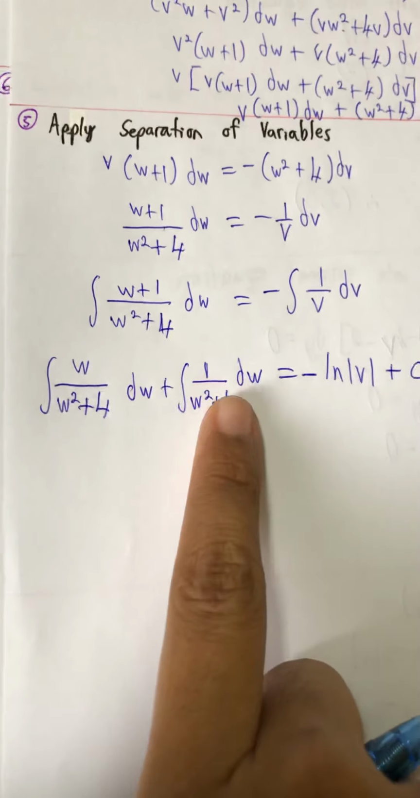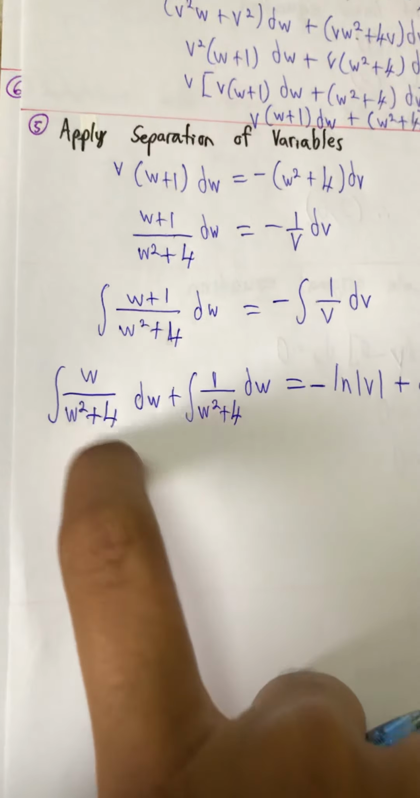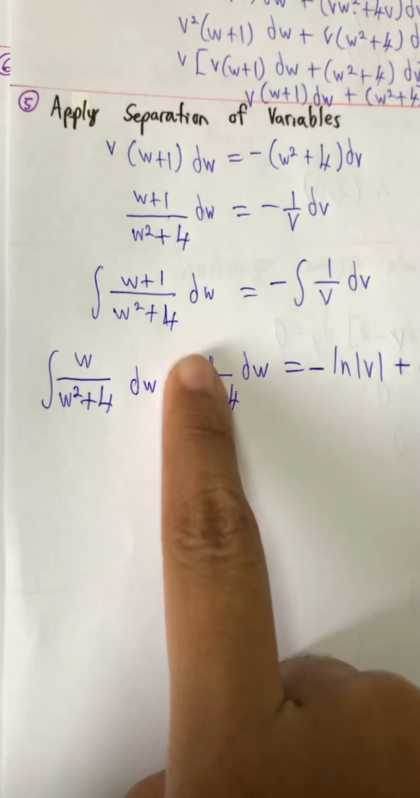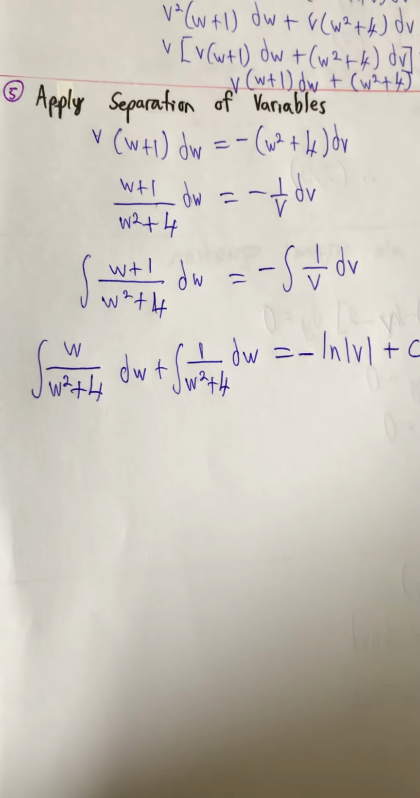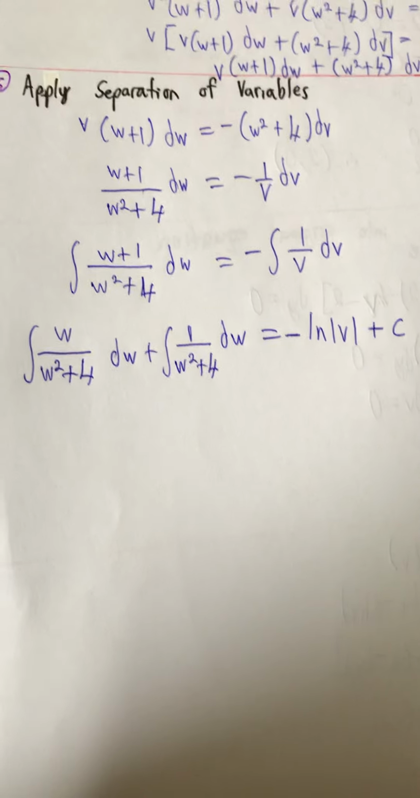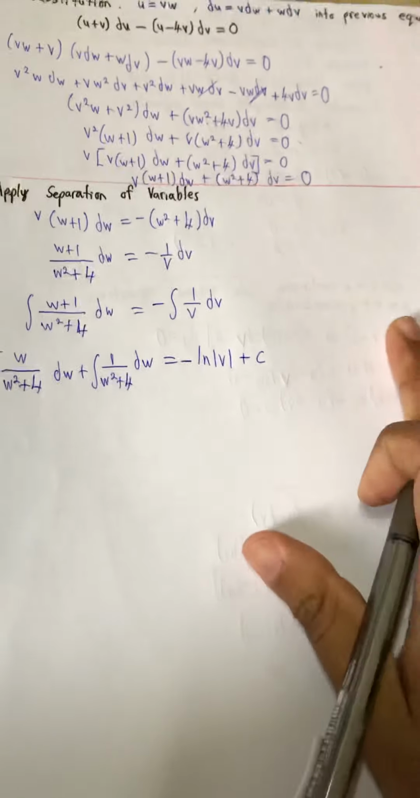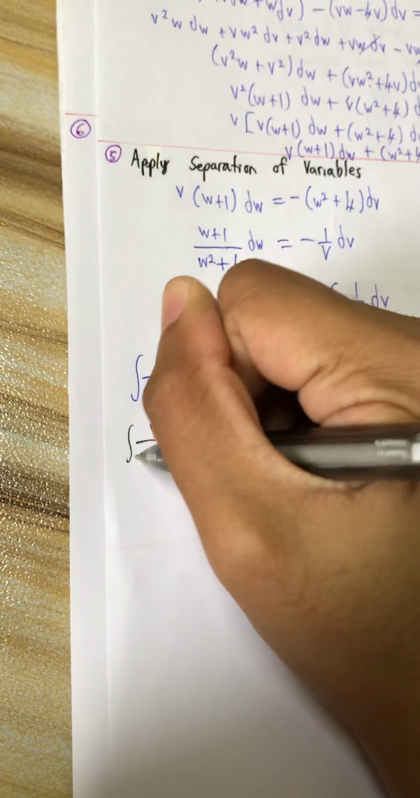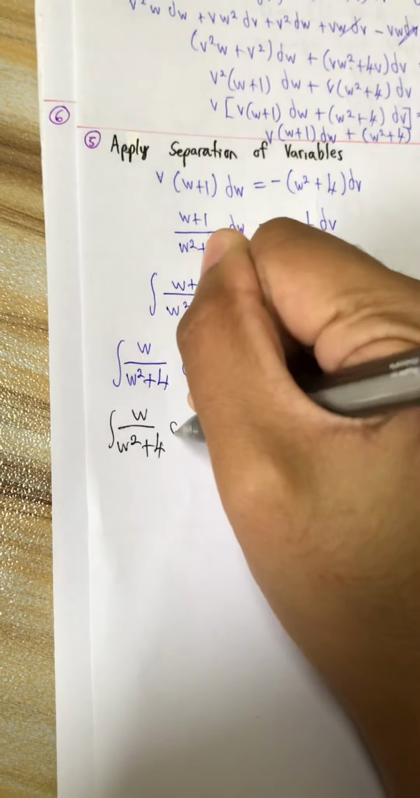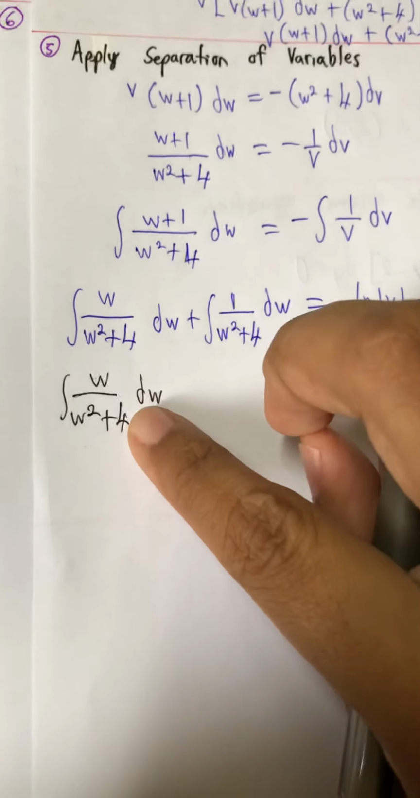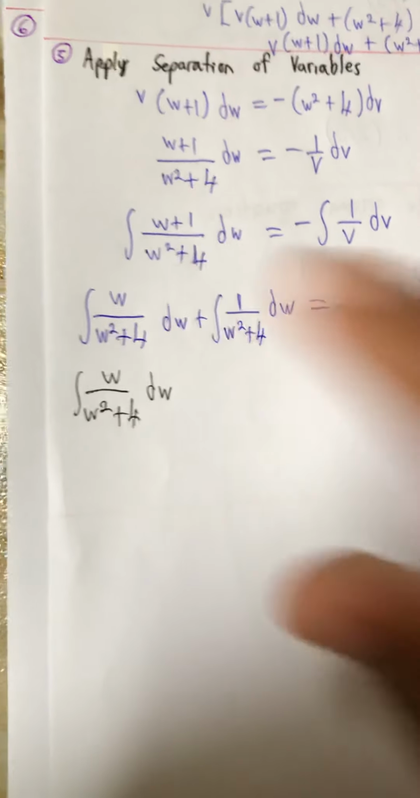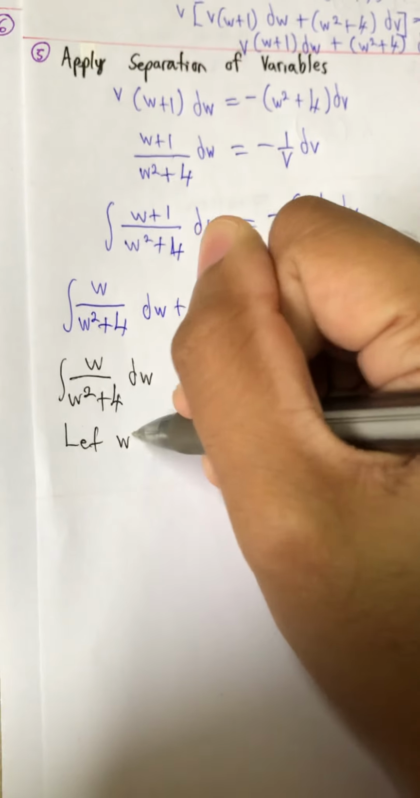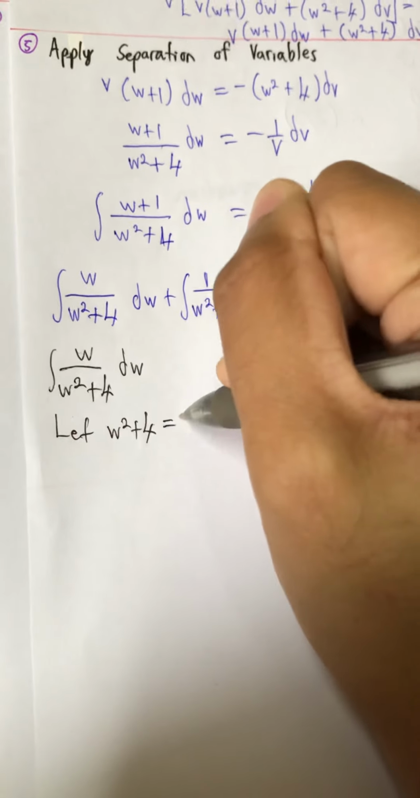So here we can integrate it separately. To make it easier, we integrate one by one. First we integrate this part: the integration of w over (w square plus 4) dw. Note here we can use the u substitution to integrate this part. So we just let the below part, w square plus 4, equal to u.